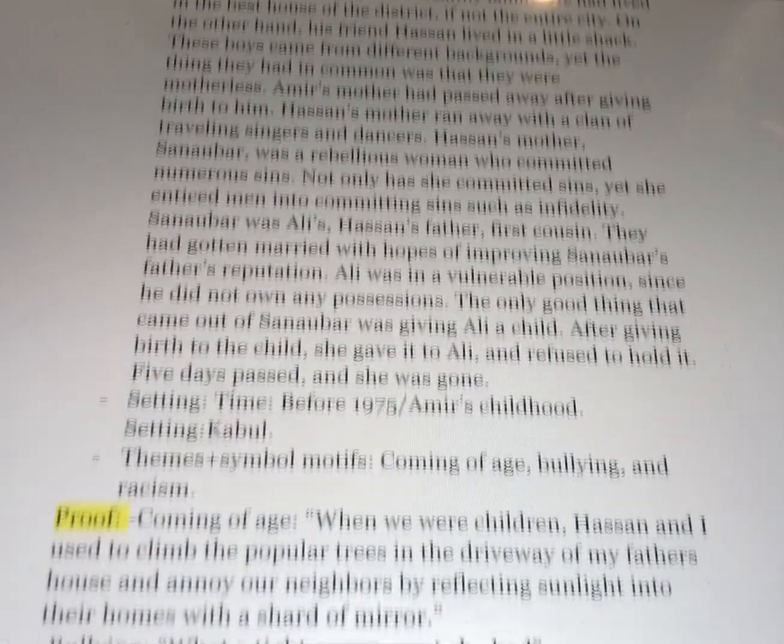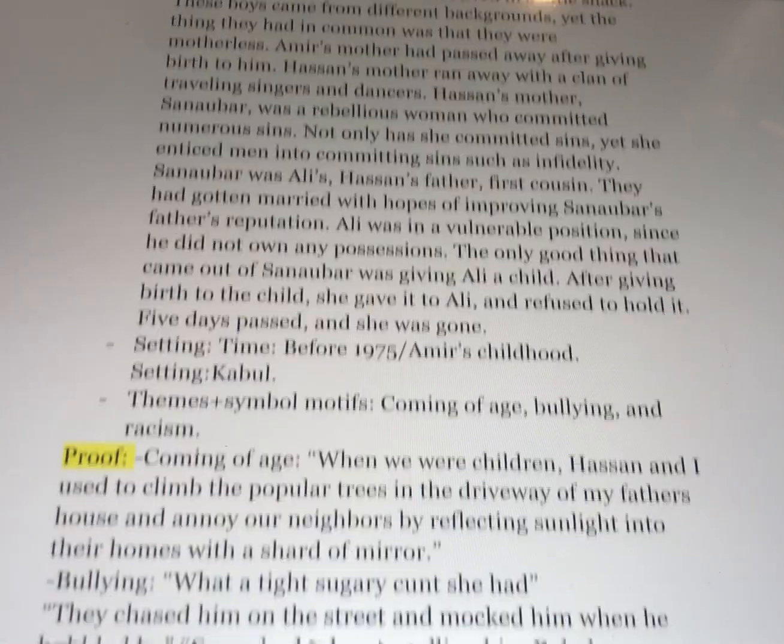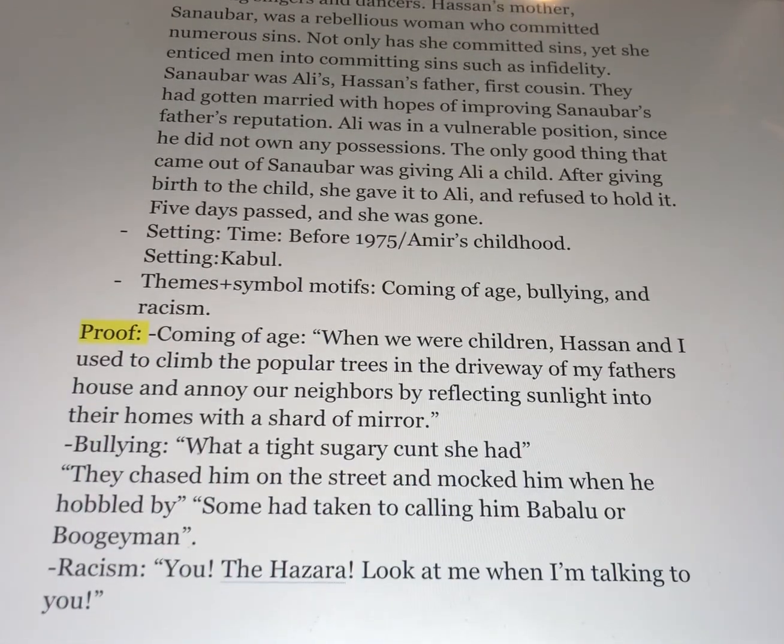And then we have proof. So coming of age, we have: "When we were children, Hassan and I used to climb the poplar trees in the driveway of my father's house and annoy our neighbors, reflecting the sunlight into their homes with a shard of mirror." So basically, he was just recalling his memories and how these days changed him and made him who he was.